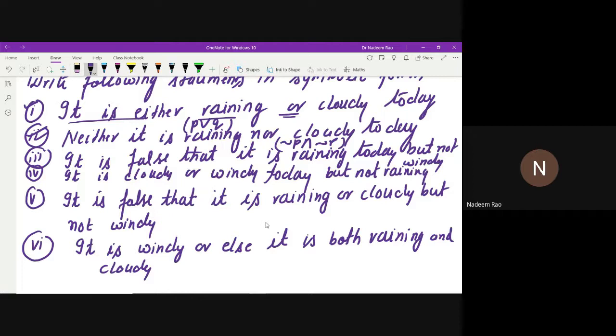So what is false? First we have to complete this. It is raining today but not windy. So it's raining today, that is P, but not windy, that is negation of R. So P and negation of R. And what about it is false? So negation of it. Right? It's quite simple.